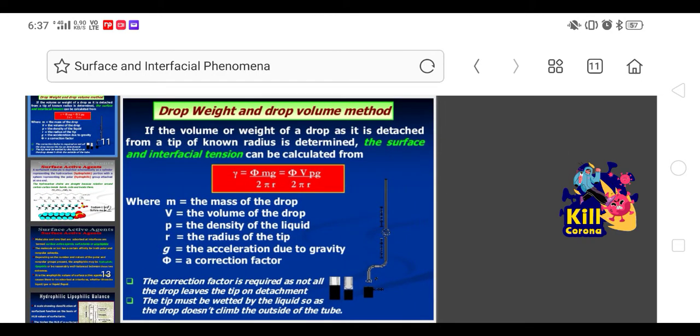Based on this, rho 1 upon W1, W2 and T1, T2.